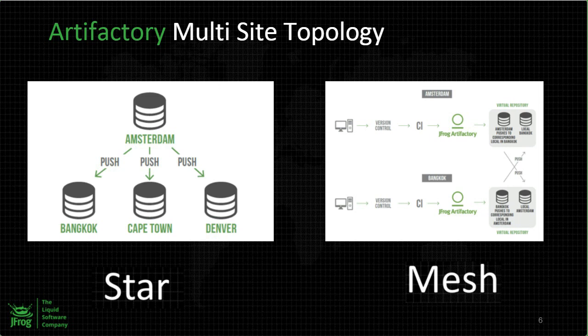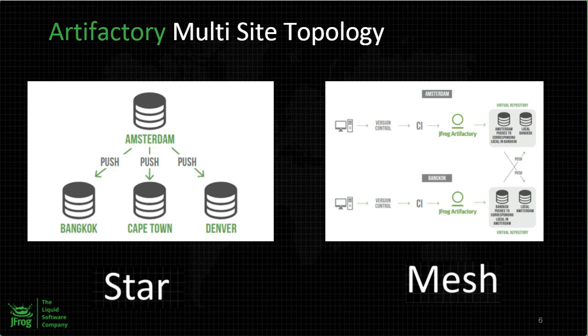So DR would be one of the main things for mesh. But the other use case is where you have users all around the world. You want them to have localized access to artifacts, but at the same time, you want to use these instances as DR as well. That is when mesh would be the best option for you.